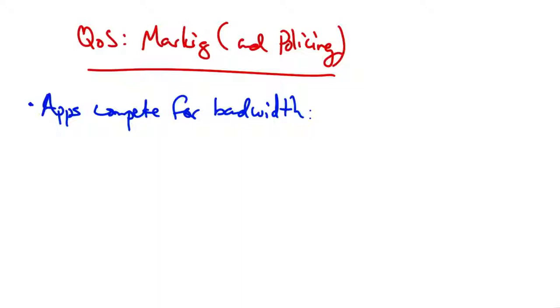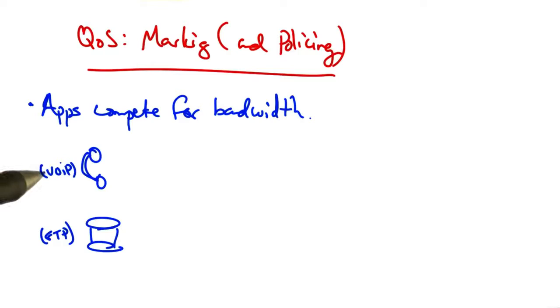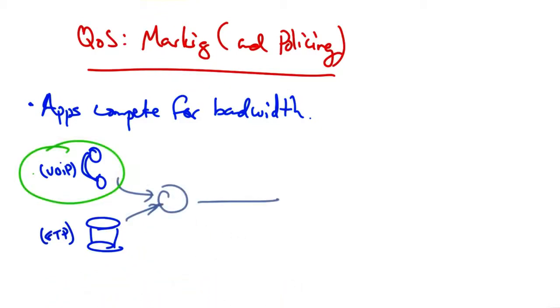So we know from before that applications compete for bandwidth. Consider a voice over IP application and a file transfer application that want to share a common network link. In this case, we'd like the audio packets to receive priority over the file transfer packets, since the user's experience can be significantly degraded by lost or delayed audio packets.